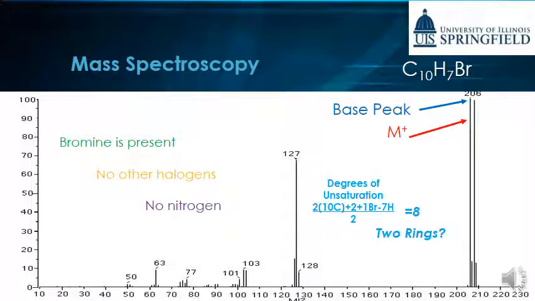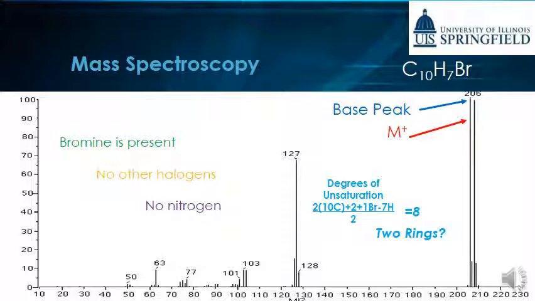Now first off, with our mass spectroscopy, the first thing you want to do is find your M plus peak, which corresponds to the molecular mass of your structure. For us, our M plus peak is going to be at 206. Next, you want to find your base peak, which is also your most stable peak. And for us, again, it's going to be at 206.